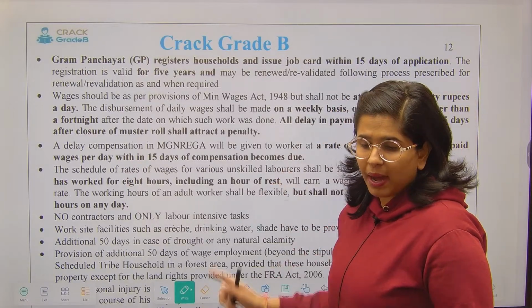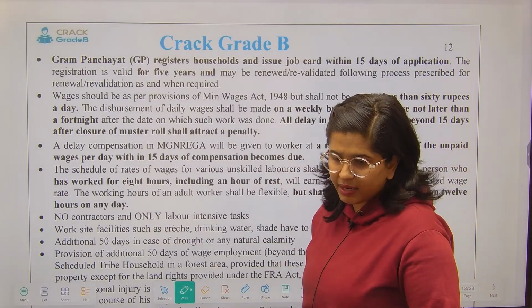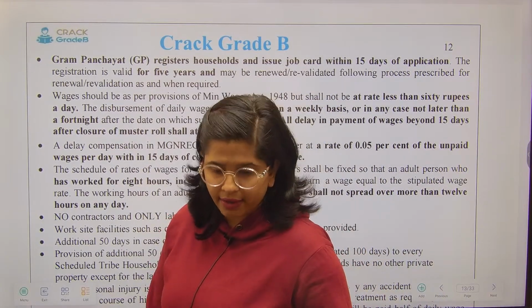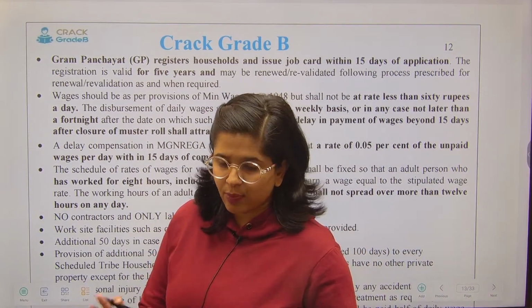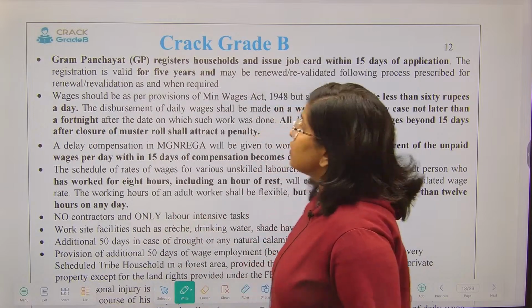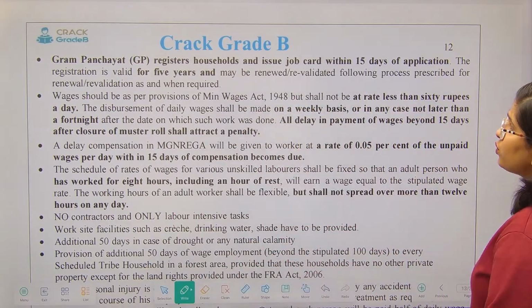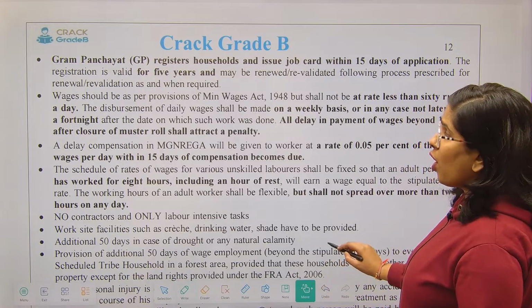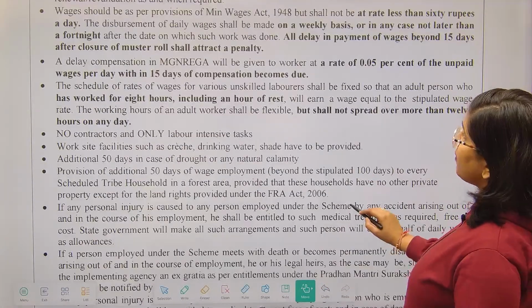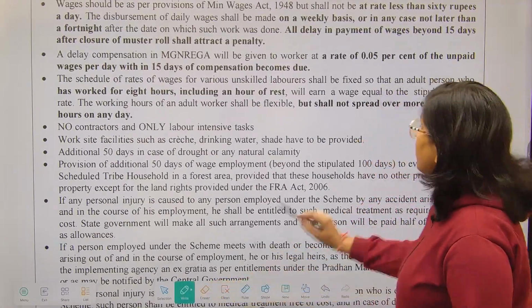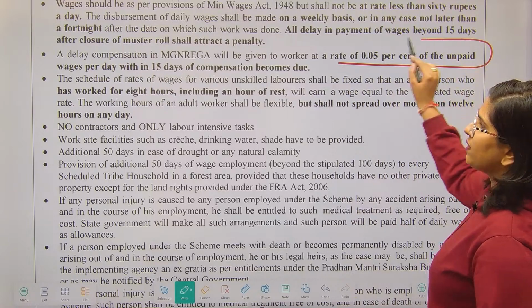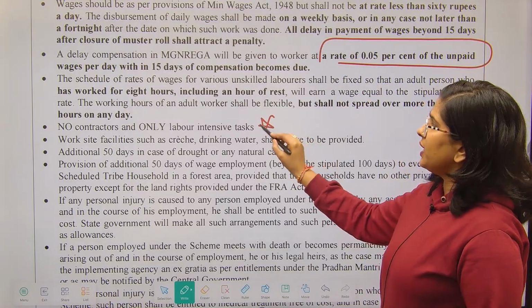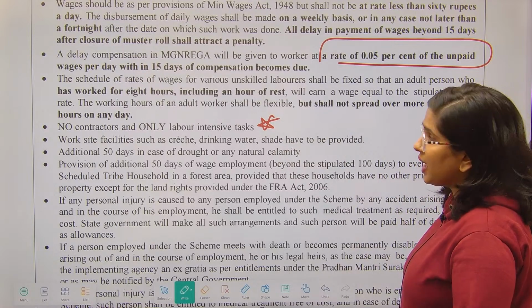Now, this particular part is very lengthy, but this is not everything that you need to focus on over here, right? थोड़ी थोड़ी चीजें हैं जो आपको ध्यान में रखनी है. Let us see that. So, Gram Panchayat registers households and issues job cards within 15 days. A delay in compensation in MG Narega will be given to the worker at a rate of 0.5% of the unpaid wages, right? No contractors will be there, only labor intensive tasks will be done.